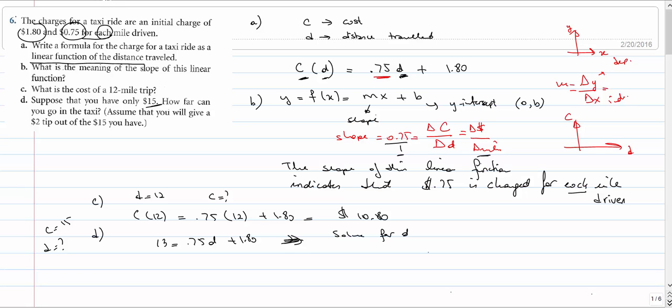So first I'm going to subtract 1.8 from both sides, and I'm going to end up here: 0.75D is equal to 11.2. Then I'm going to divide both sides by 0.75 to isolate D. So D here is equal to 14.9 miles. You can go 14.9 miles in the taxi with a $15 cost.